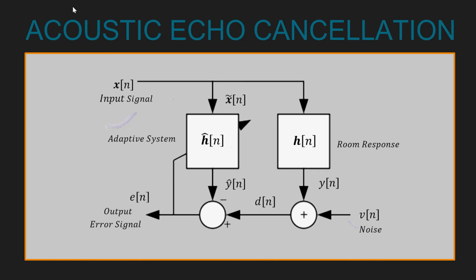The entire system can be modeled by the following block diagram, where x(n) is the input signal, h(n) is the room response, h hat(n) is the response of the adaptive system, y hat(n) is the output of the adaptive system, d(n) is the signal at the mic, and e(n) is the output error signal. Typically we want e(n) to go to 0 because in those cases the coefficients of the adaptive system match the room response, and therefore the echoes are completely eliminated.